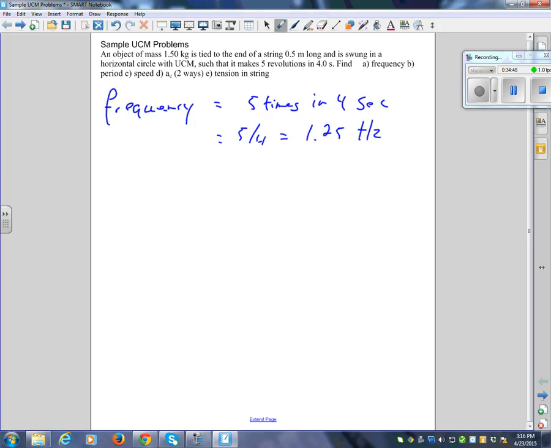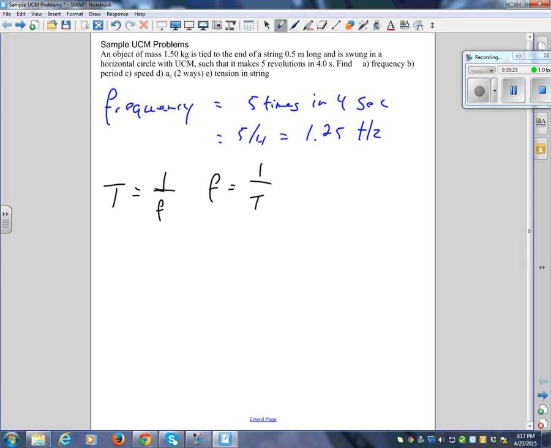Here's a formula that I didn't derive for you. I'm just going to give it to you. This shall be the definition of period: T is equal to 1 over F, or you could write that as F is equal to 1 over T. They are said to be inverses or reciprocals of each other. F is frequency, T is period.